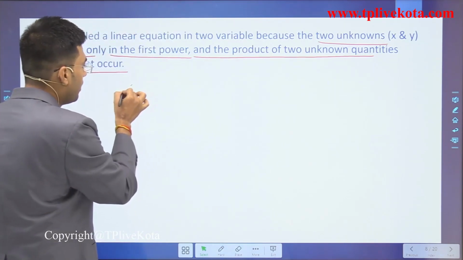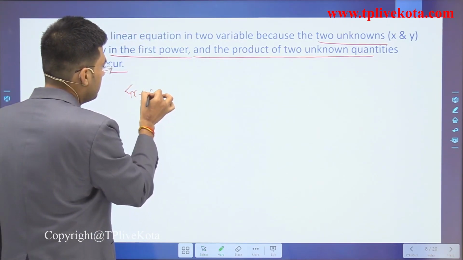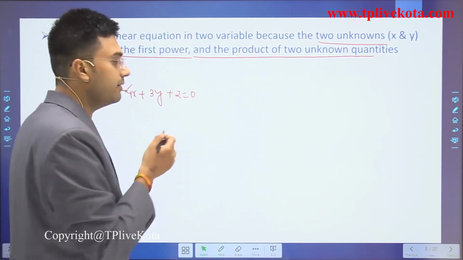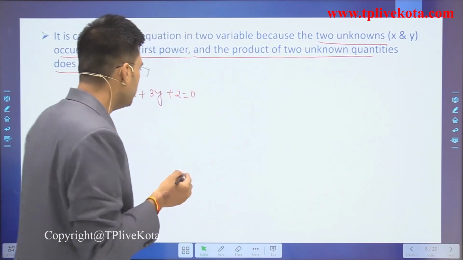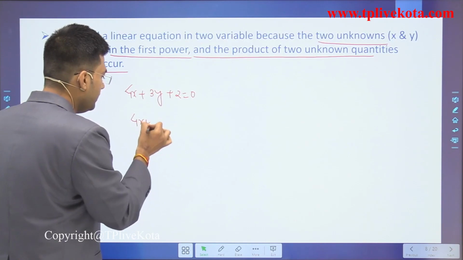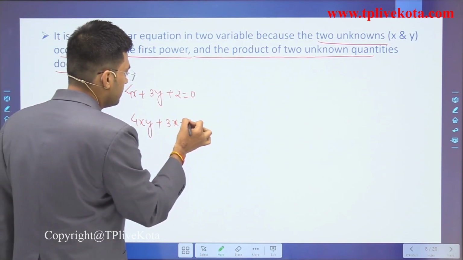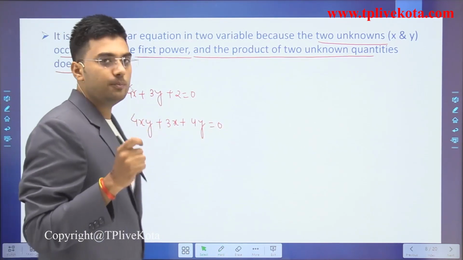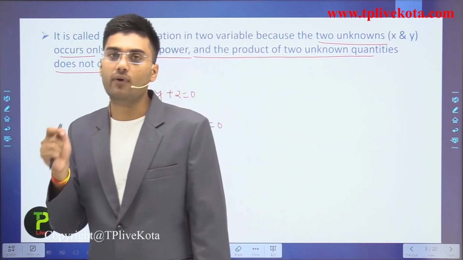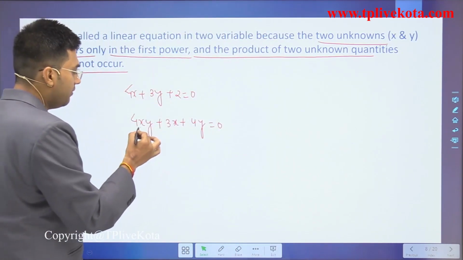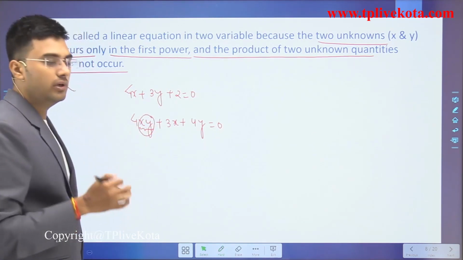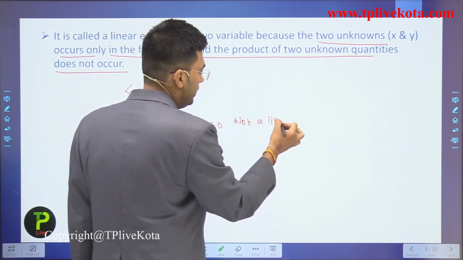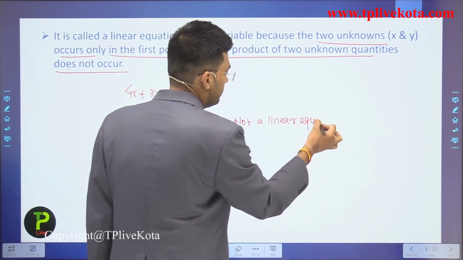Students, here if you talk about 4x plus 3y plus 2 equal to 0, this is a linear equation because both the variables are in the first power. And if you talk about 4xy plus 3x plus 4y equals 0, here the highest power of x is 1 and the highest power of y is 1. But here we have a product of x and y. So it is not a linear equation.